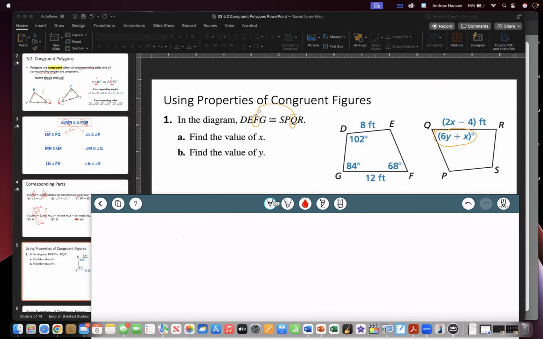I have to use my statement. So F and Q are congruent. So that means if I look at F, that's this angle here. So that means this angle would also have to be 68 degrees. So I could write an equation here.